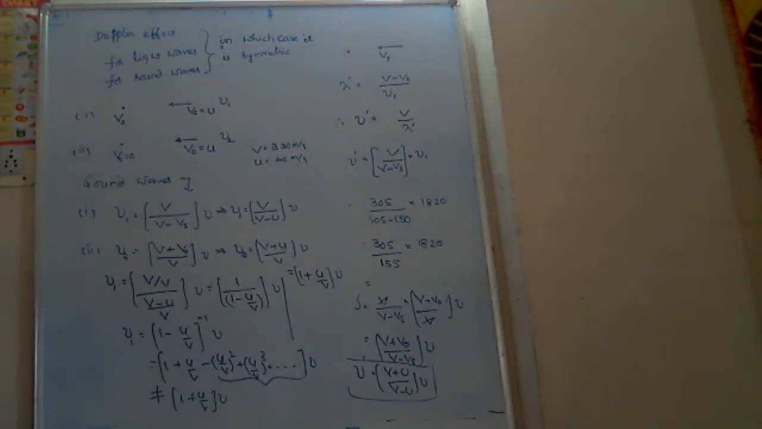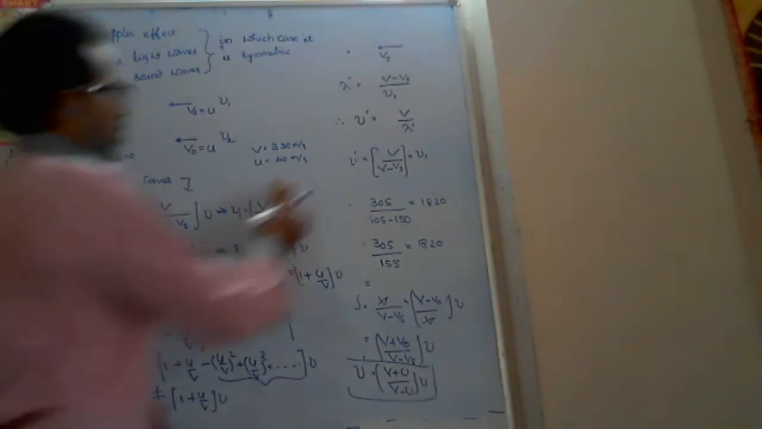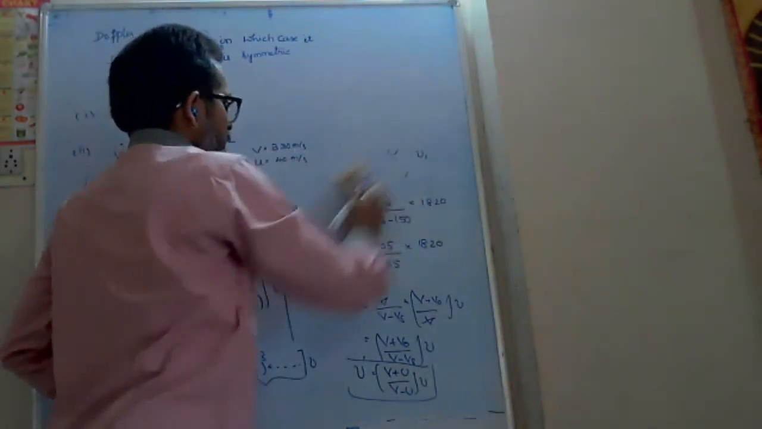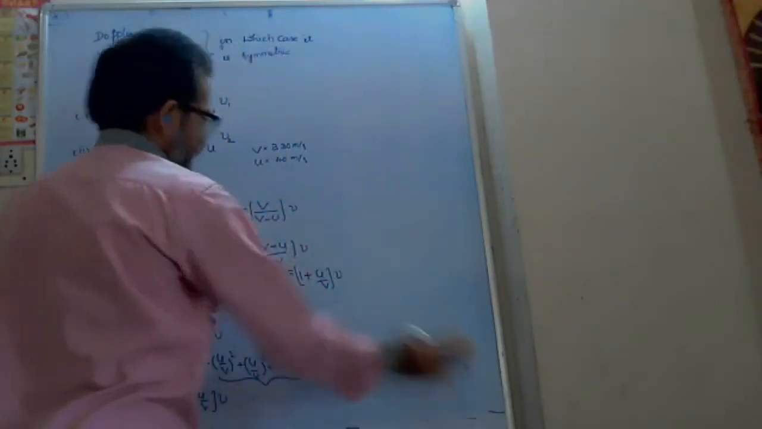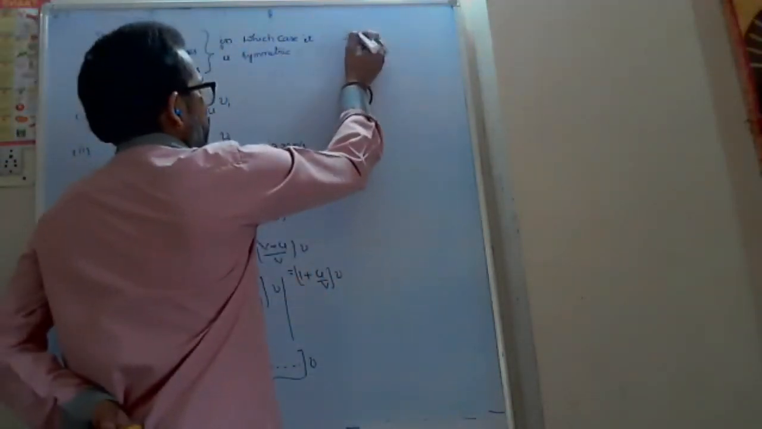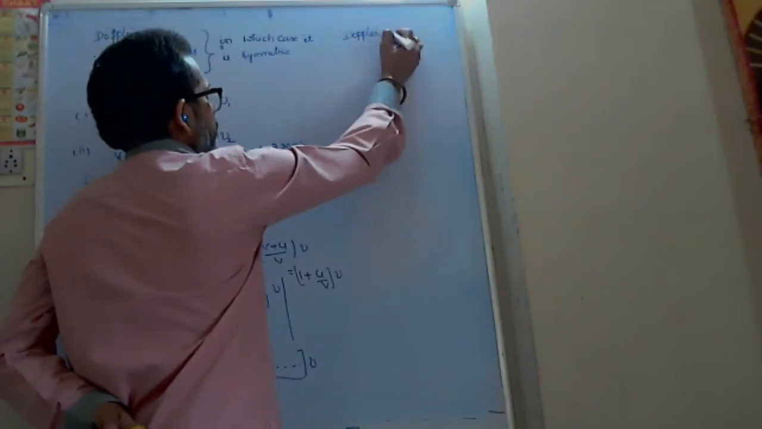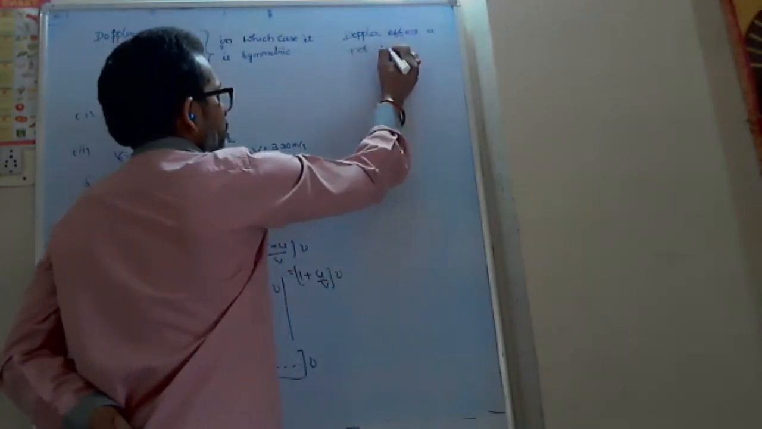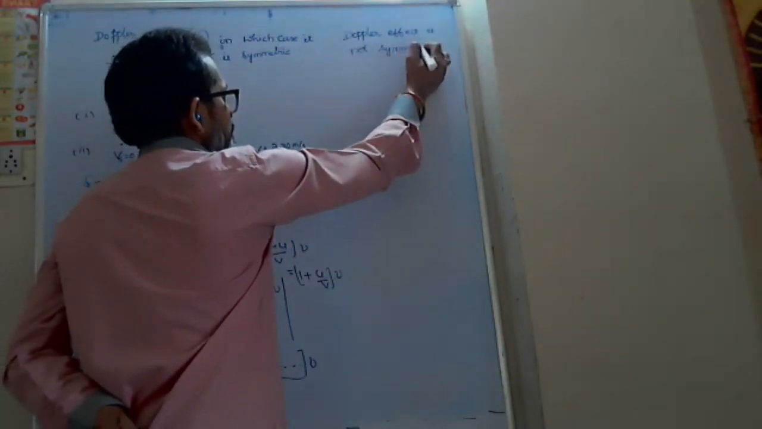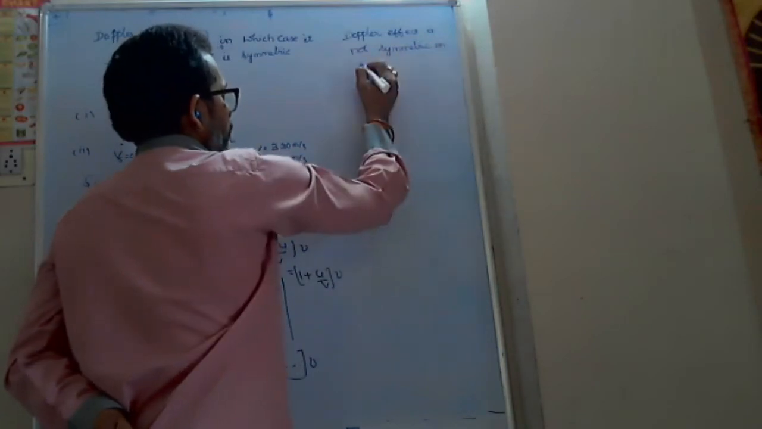So are they equal or unequal? Unequal means directly I say sound waves are not symmetric while applying the Doppler effect. So the final conclusion I am writing: Doppler effect is not symmetric in sound.